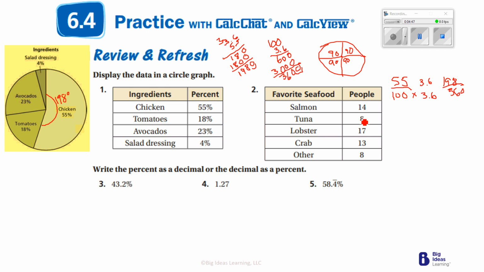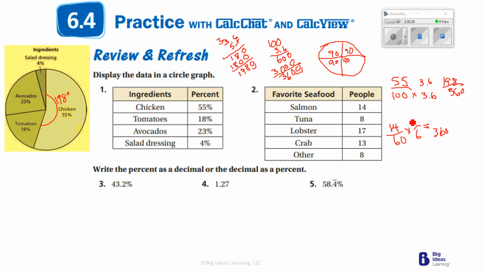22 plus 8 is 30. And then we have 17 and 13, which make 30 as well. This is 60 altogether. So with this one, when you do salmon, you have 14 out of 60. And you're going to have to multiply some number by 60 to get 360. That would be 6, because 6 times 6 is 36, which means you'll multiply the top number by 6. And just to show you how to do the first one here, you'll get your 360.